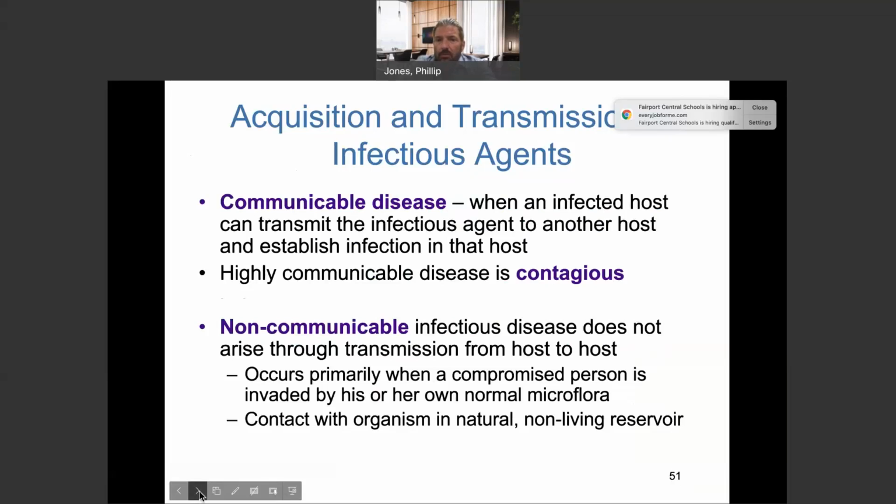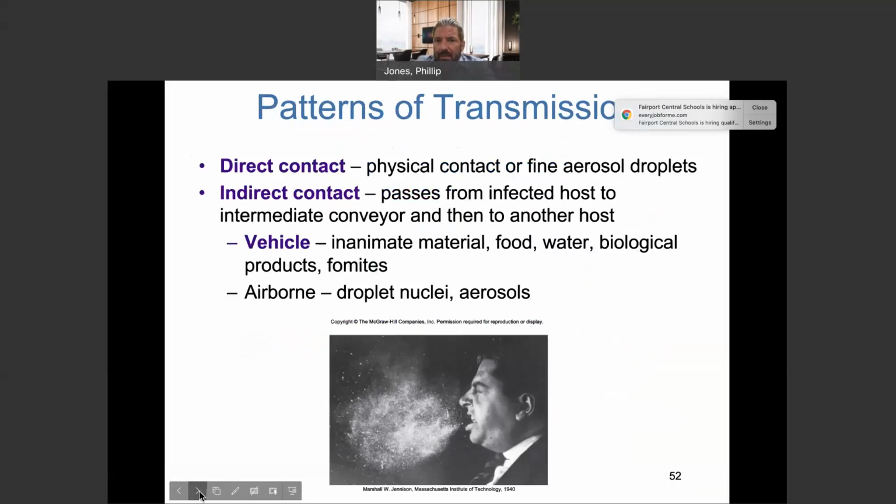Not communicable. All right, direct contact. Indirect contact passes from an infected host to an intermediate conveyor and then to another host. A vehicle can be a fomite, inanimate material, food, water, biological products, latex toys, or whatever we're talking about. And airborne: droplet nuclei, aerosols, and these are pretty much invisible.